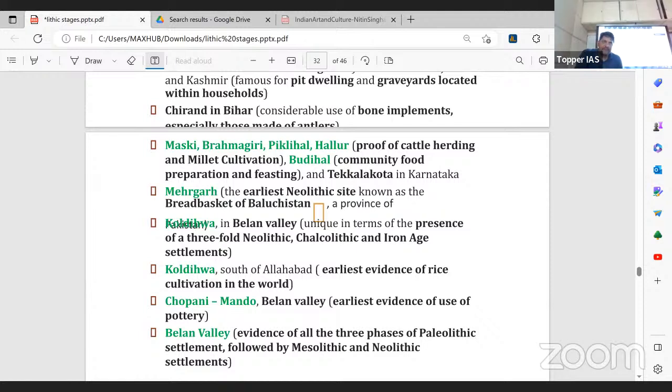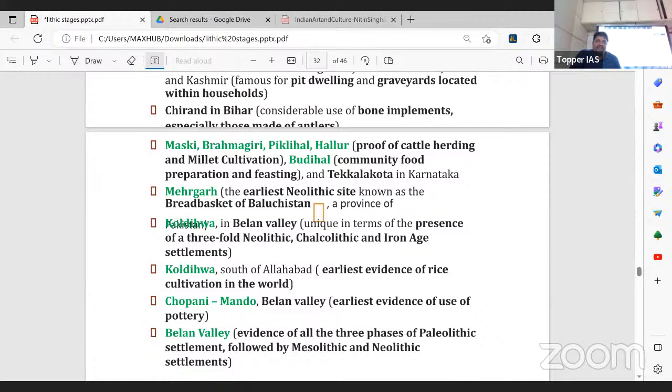Right? So earliest evidence of rice cultivation in the world. Right? Then Belan Valley in UP, right? All three phases of paleo settlements followed by Meso and Neolithic, right? So evidences are there. Clear?